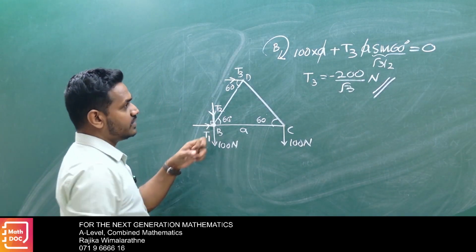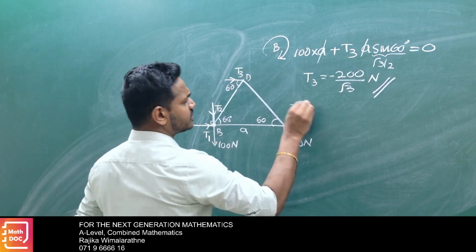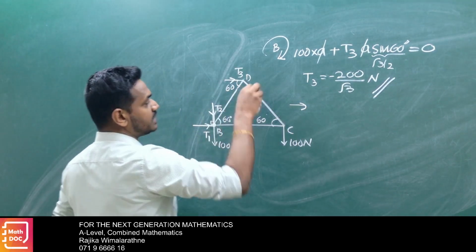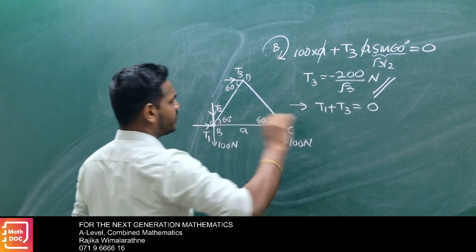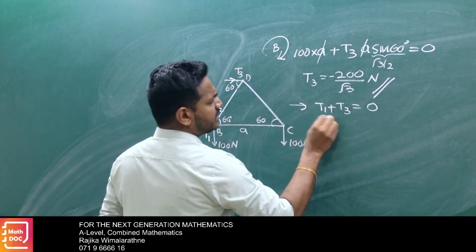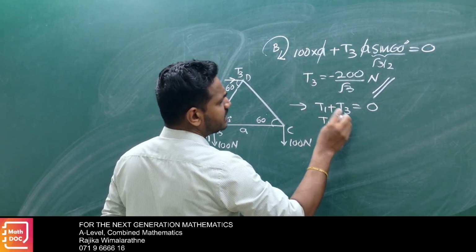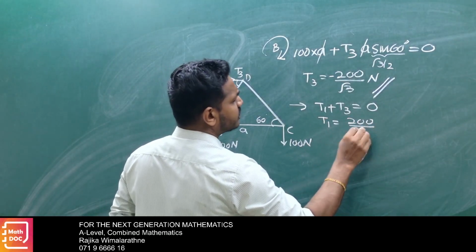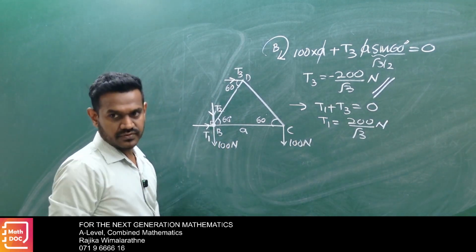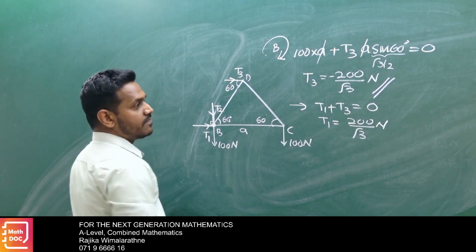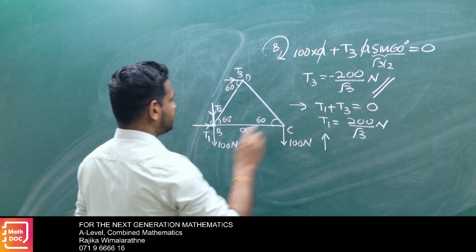Okay, then you go to the full system now. Again, resolve horizontally. T1 plus T3 equals 0. No any other horizontal forces. Then T1 equals minus T3. Then 200 over root 3. Then T1, it is thrust now. No worries.